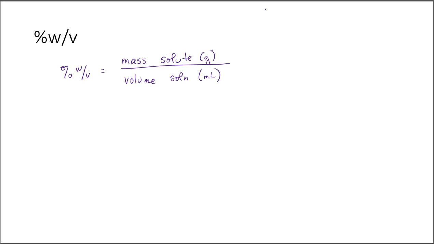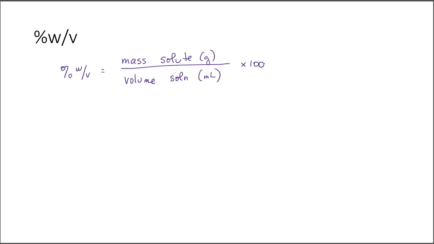Next up, we have the percent weight volume. This is the one that I'm pretty sure most chemists use all the time. The percent weight volume is the mass of solute in grams divided by the volume of the entire solution in milliliters, and then you can multiply that by 100. This is the one most typically used in chemistry because usually we deal with things in aqueous solution all the time. An aqueous solution is when we take something and we dissolve it in water.